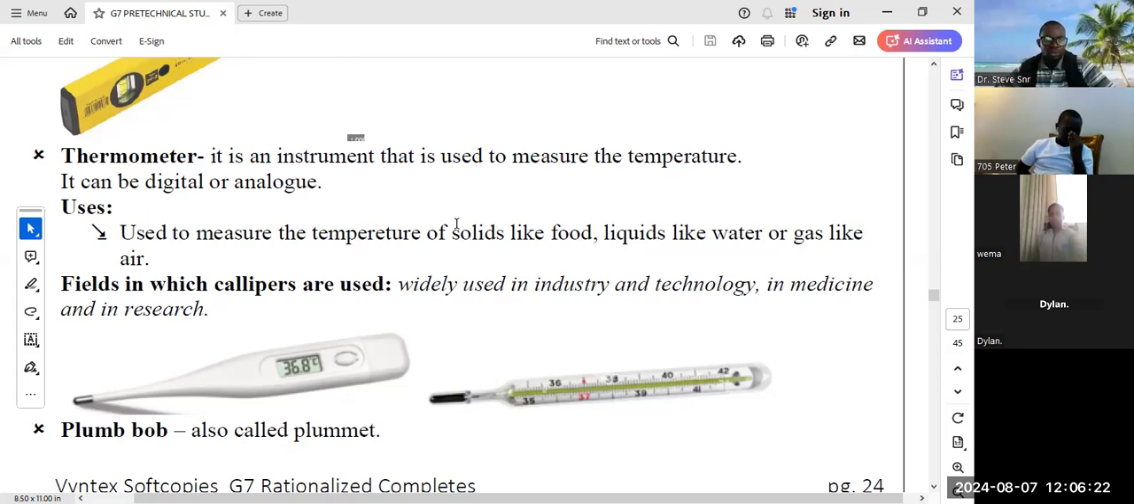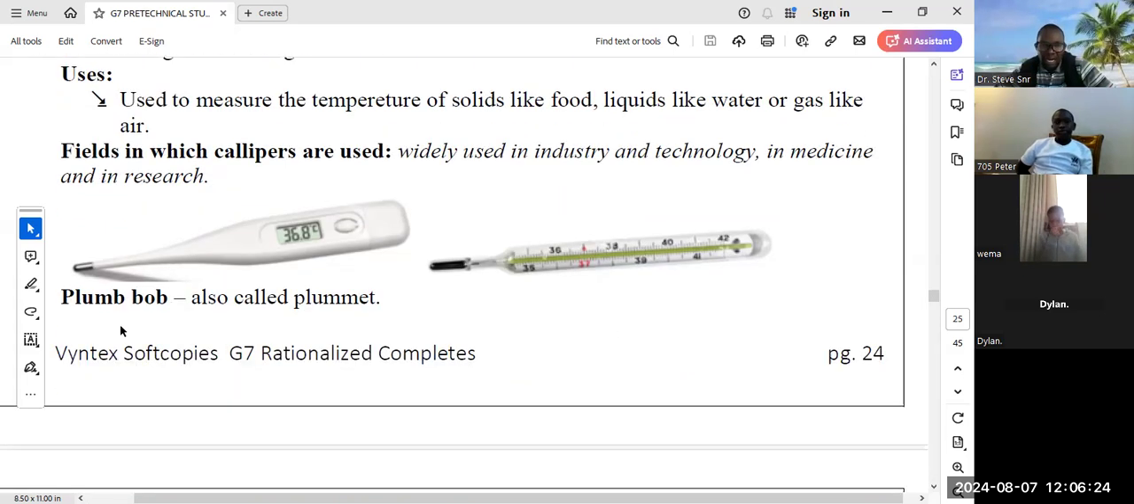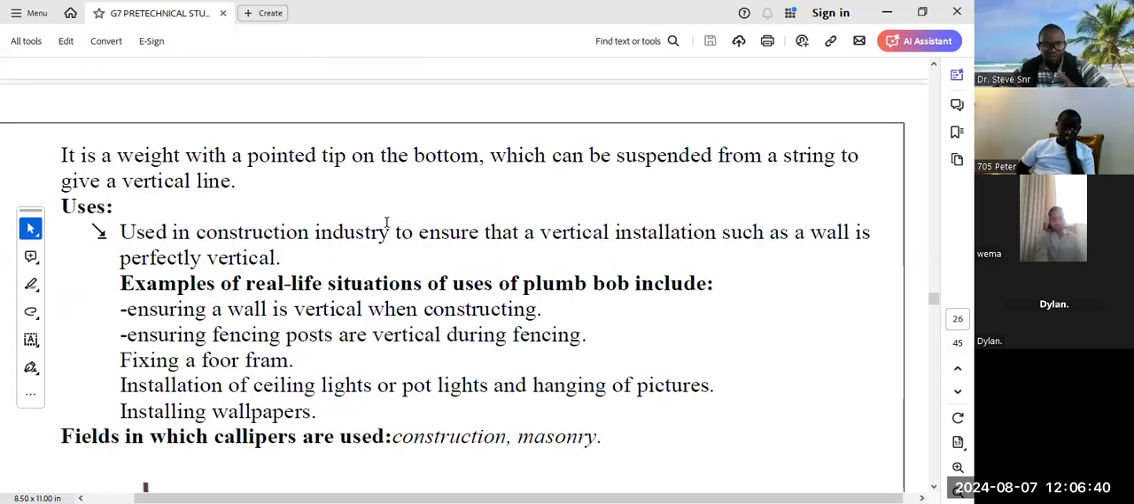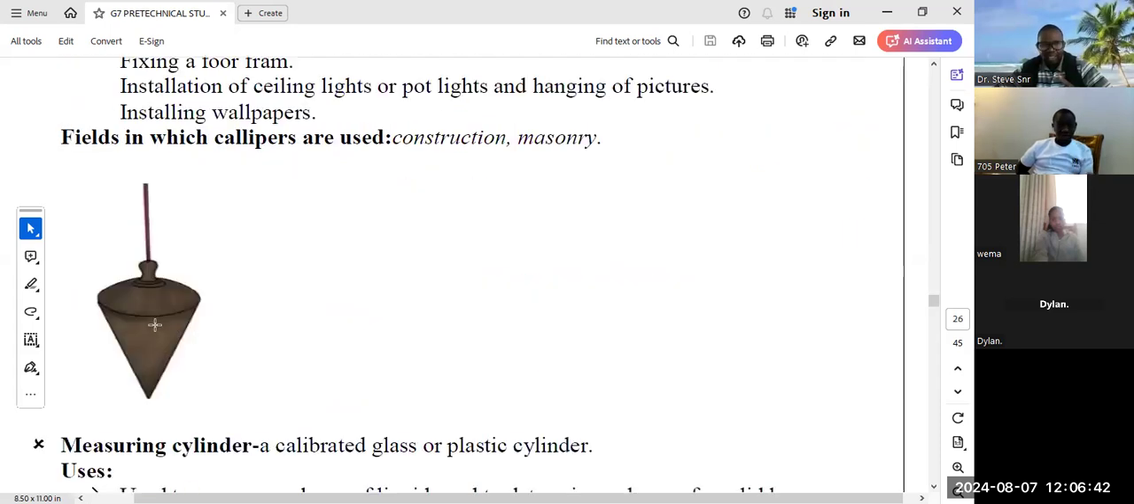So in the event it is above that, then it means you are sick, you are not normal. Then we have what we call the plumb bob. It is also called plummet. This one is another example of a measuring tool. Plumb bob or plummet. Now this one, here it is. At times we also call it plumb line.